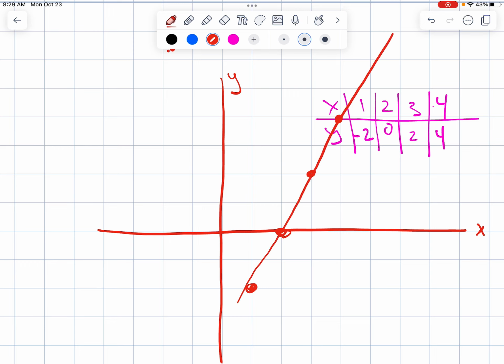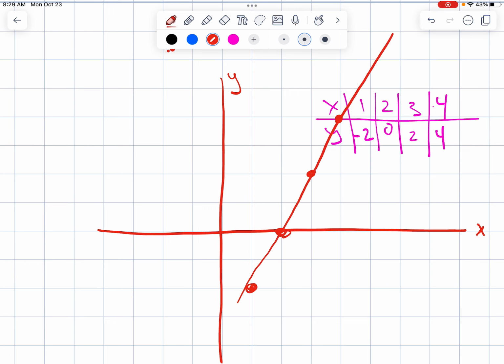Okay, so we need to come up with an equation for the line. The equation is in the form y equals mx plus b. Now that m value is the slope. And we talked before about finding the slope. Slope is the change in the y values. So from here to here, we're going up by 2, up by 2, up by 2.